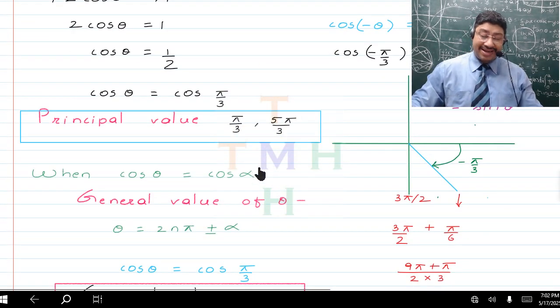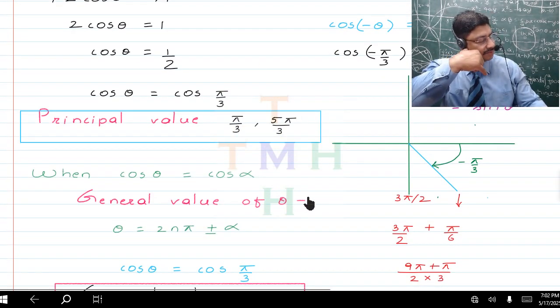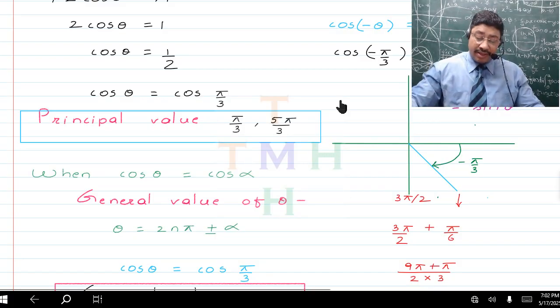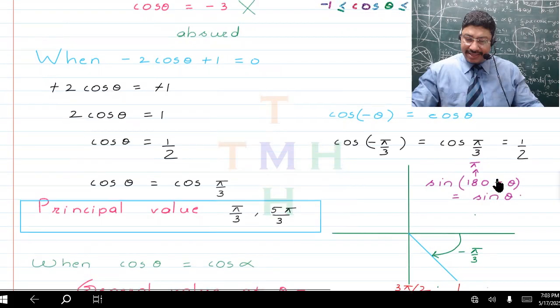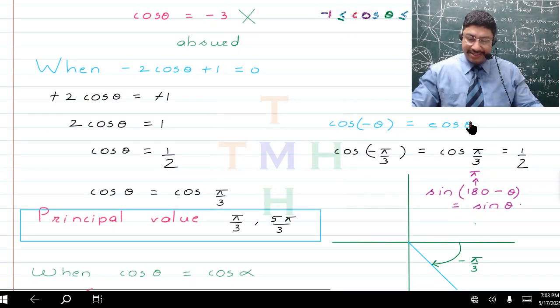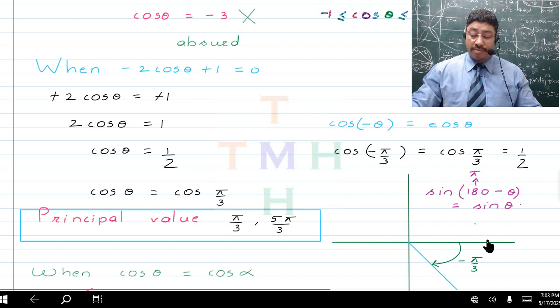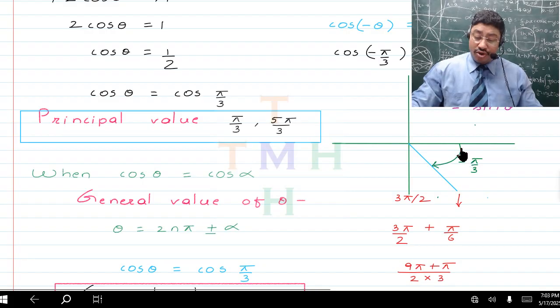So here children, we will get some principal values, rather two, the first being pi by 3 that we've already got, and the other in the fourth quadrant, where again cos is positive. The formula is cos of minus theta is equal to cos theta. So cos of minus pi by 3 should equal cos of pi by 3, which is 1 upon 2. So the other principal value is minus pi by 3. But we want the principal values from 0 to 2 pi, that means only in the anti-clockwise direction. The angle should not be found in the clockwise direction, but only in the anti-clockwise direction.